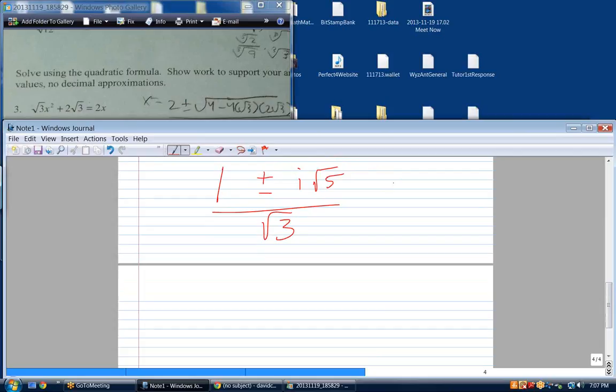In other words, we want to get it into A plus Bi format. There's two things wrong with this answer. It has an irrational denominator, and it's not split into two fractions yet. You can multiply the numerator and the denominator by square root of 3. So that gives me root 3 plus or minus i square root of 15, all over 3. Okay, and then one last step.